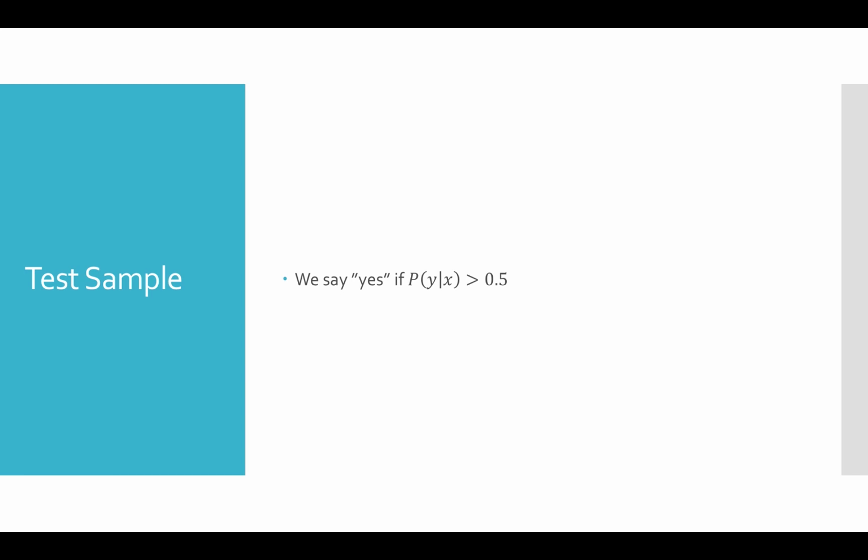If we have a test sample, we're going to run it through and calculate the activation, which is that Z. We're going to apply the sigmoid, and then we're going to say yes if the probability of Y given X is greater than 0.5. Okay, now we understand how testing kind of works.